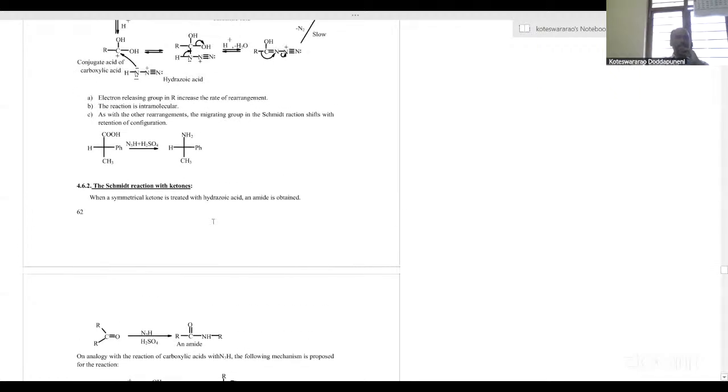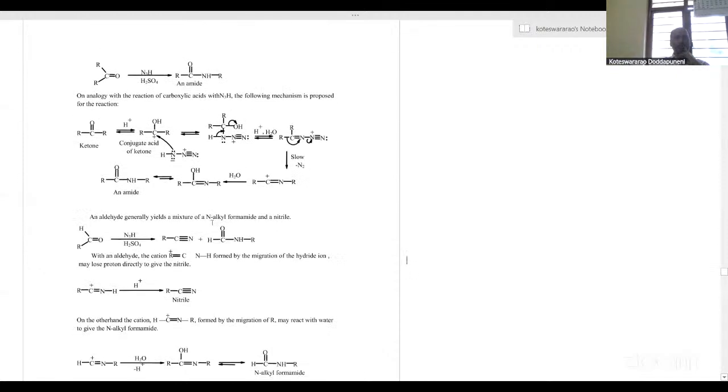Next, Schmidt reaction with ketones. This ketone reacts with hydrazoic acid in acidic medium, which leads to the formation of an amide. An analogy: the reaction of carboxylic acid with hydrazoic acid. The following mechanism is proposed for the reaction.